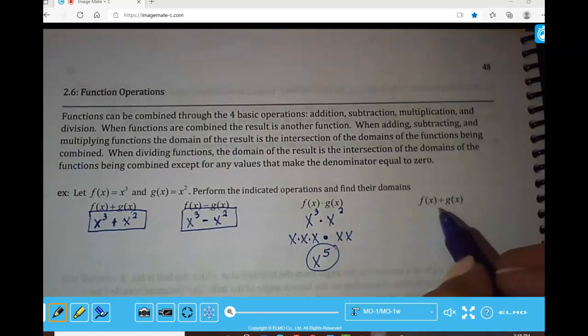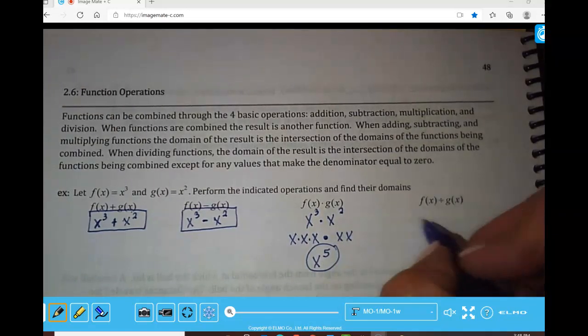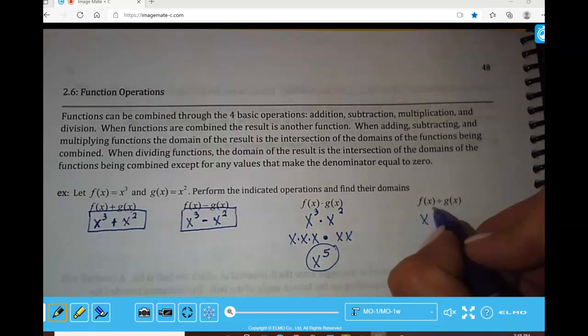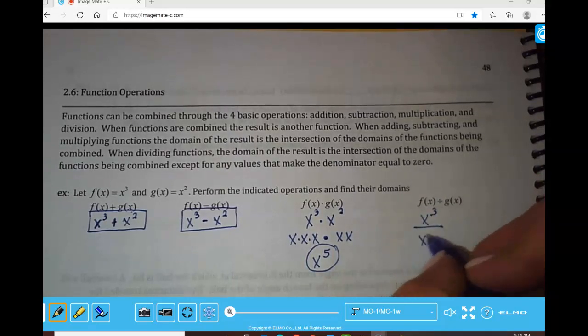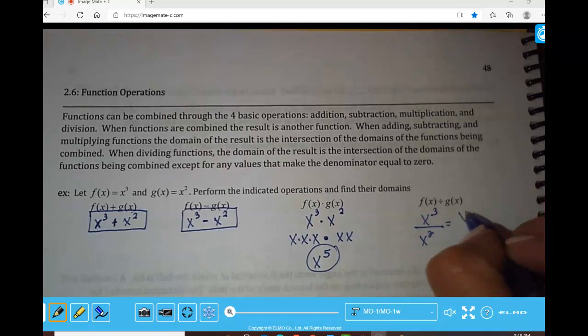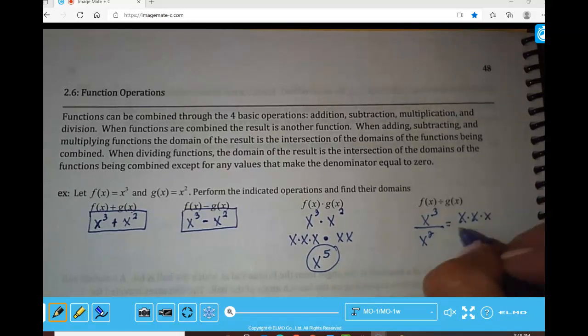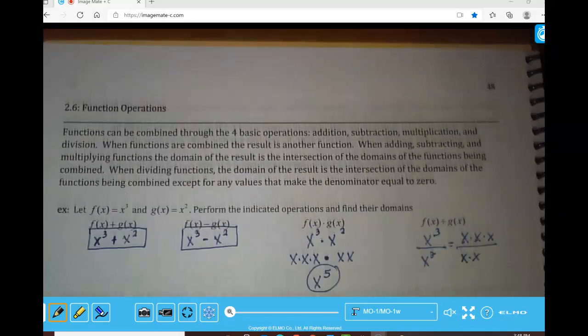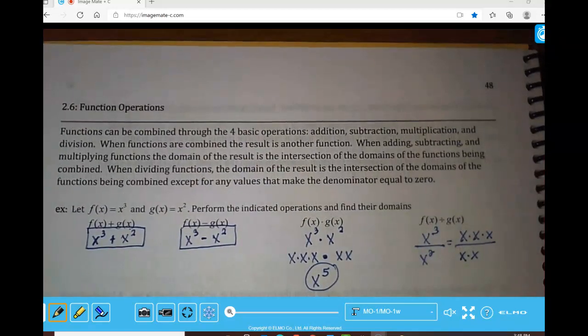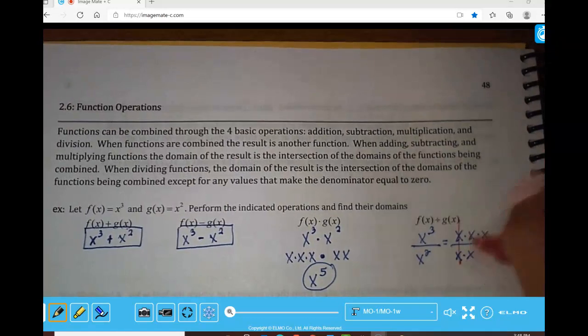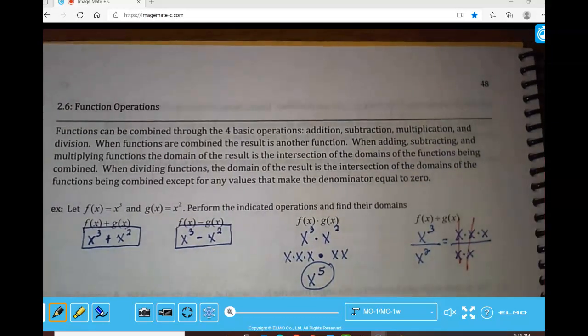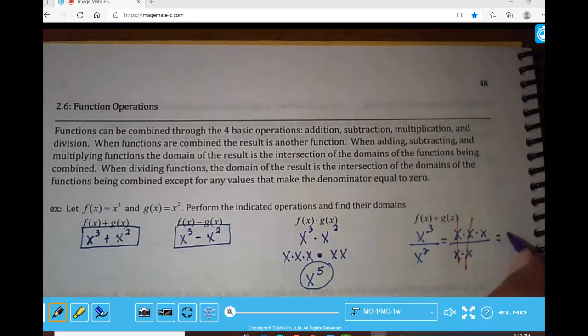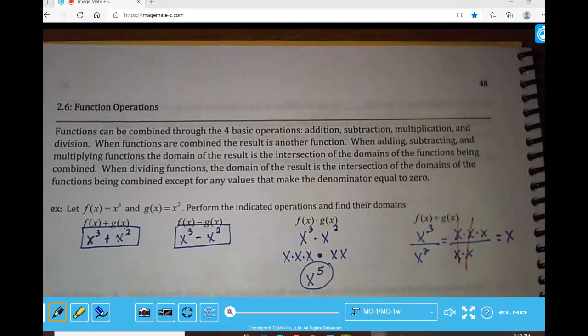And then in the third one, we are going to divide them. So if you took x cubed, and I'm going to write it as a fraction over x squared, then this just means, again, multiplying x 3 times, and multiplying x 2 times in the denominator. And what I can do is cancel out some of these x's so that when I'm done, I get just a single x. So let's talk about the domain.